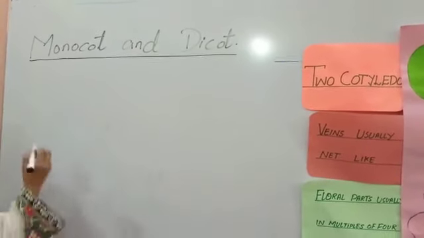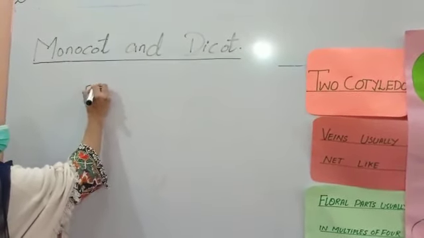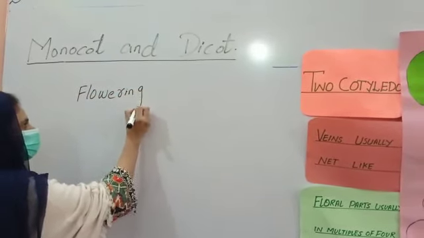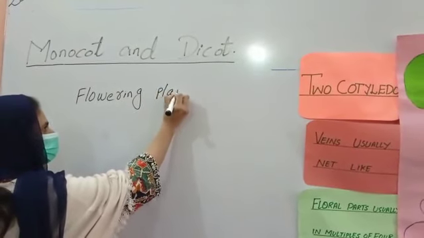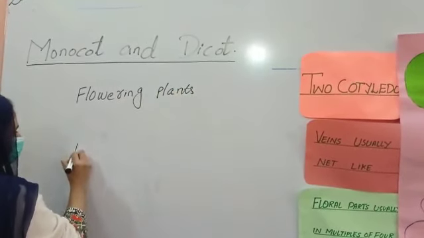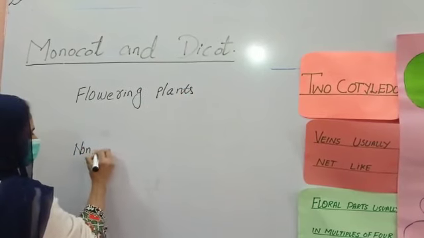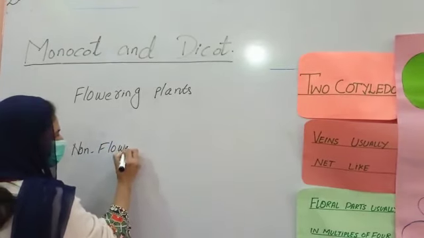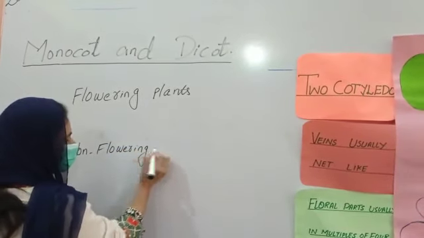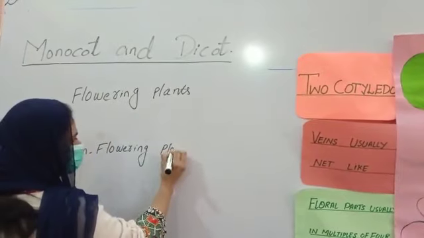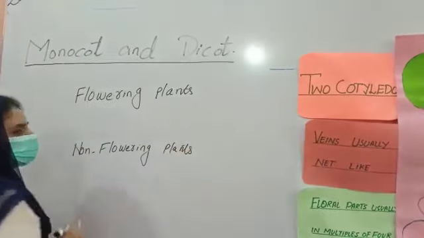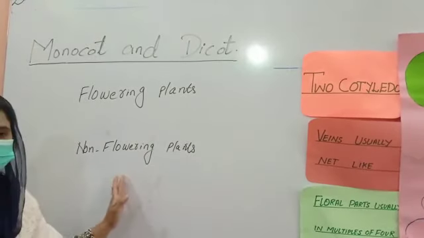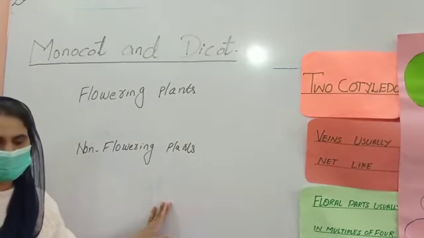There are two types of plants: flowering plants and non-flowering plants. Flowering plants are those which bear flowers. Those plants which do not have flowers are called non-flowering plants.